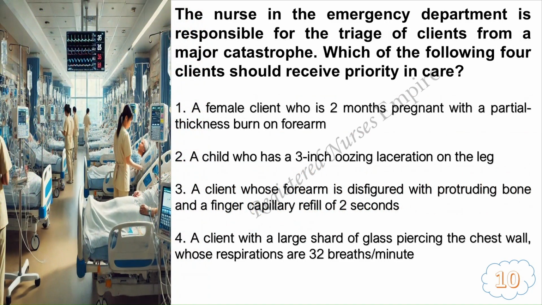Question number 10. The nurse in the emergency department is responsible for the triage of clients from a major catastrophe. Which of the following 4 clients should receive priority in care? 1. A female client who is 2 months pregnant with a partial thickness burn on forearm. 2. A child who has a 3-inch oozing laceration on the leg. 3. A client whose forearm is disfigured with protruding bone and a finger capillary refill of 2 seconds. 4. A client with a large shard of glass piercing the chest wall, whose respirations are 32 breaths per minute.